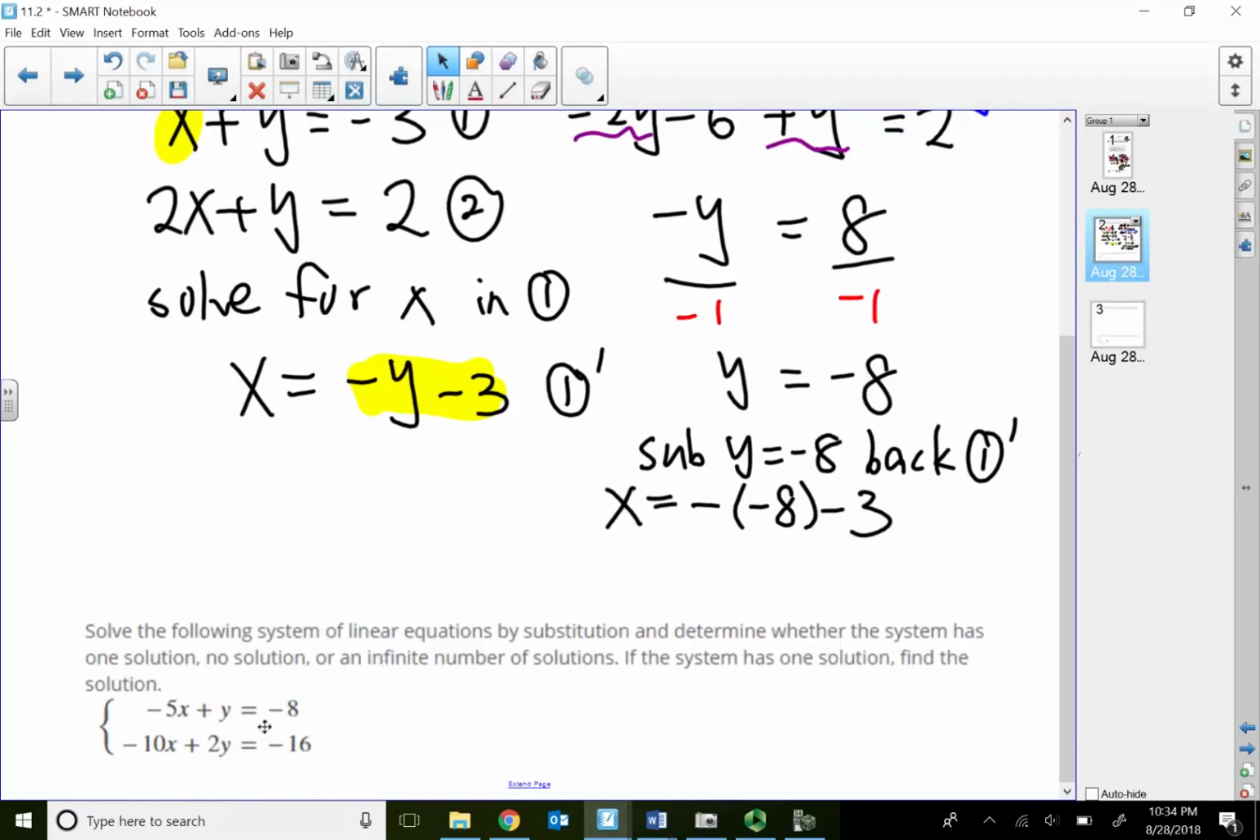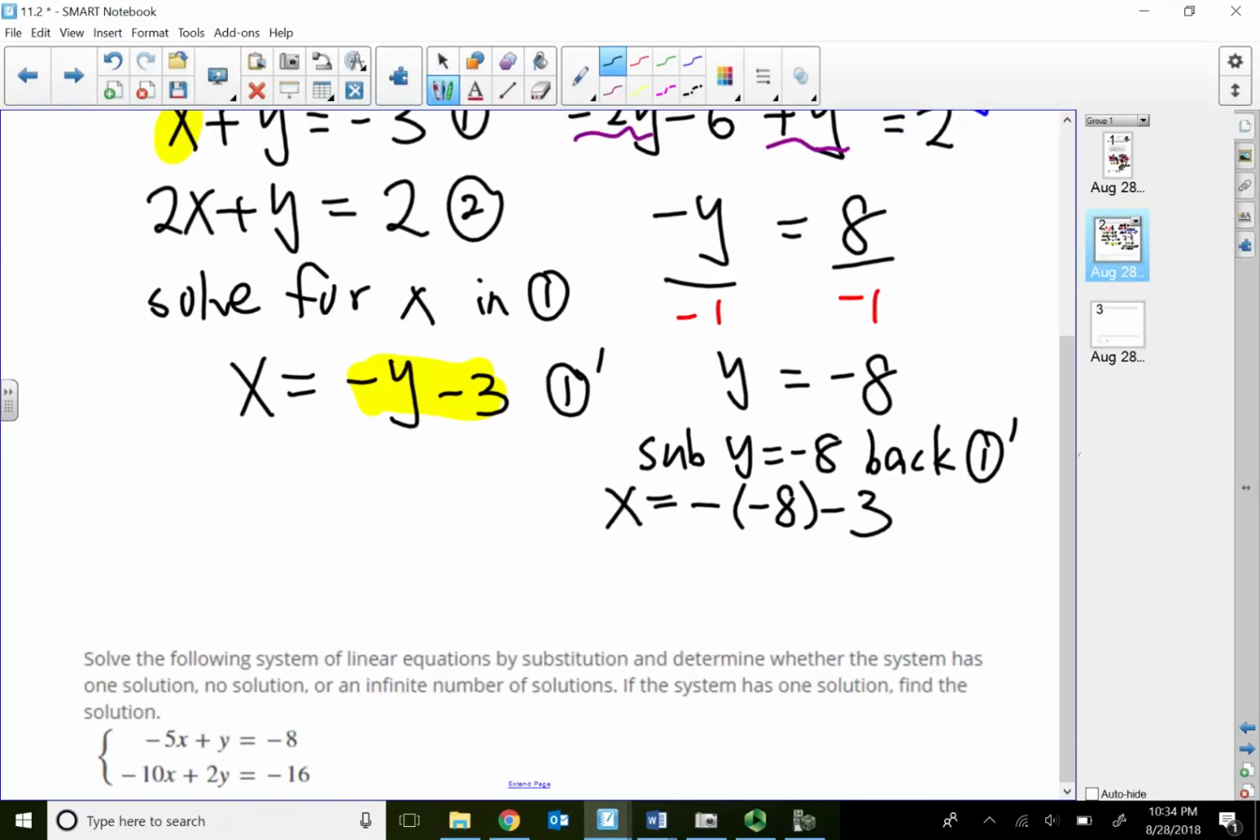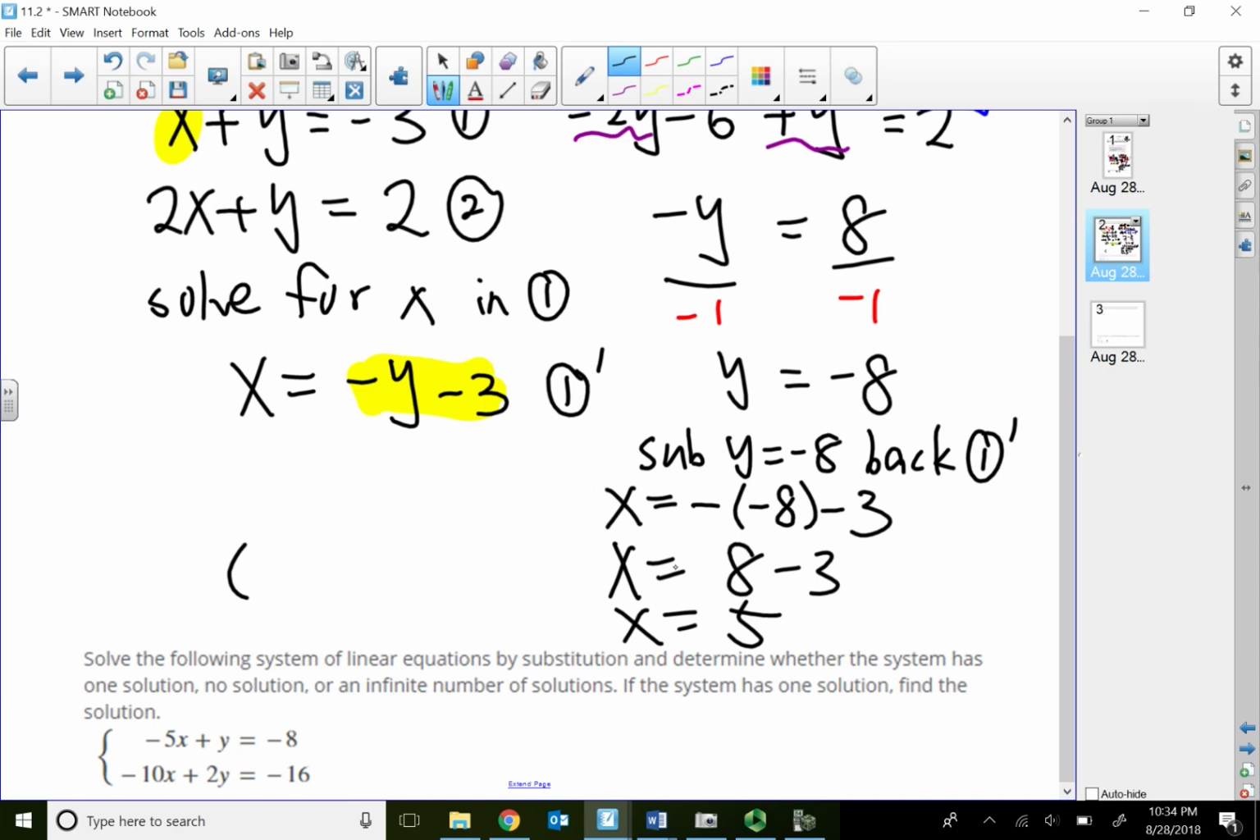So be careful, okay? Otherwise we're messed up on the signs. Negative 1 times negative 8 is positive 8 minus 3, x equal to 5. So again, I got one solution, and my point of intersection for the two lines will be 5 comma negative 8. All right.